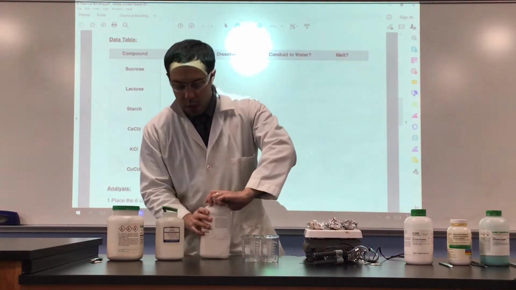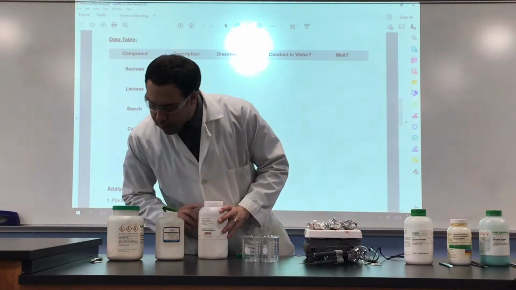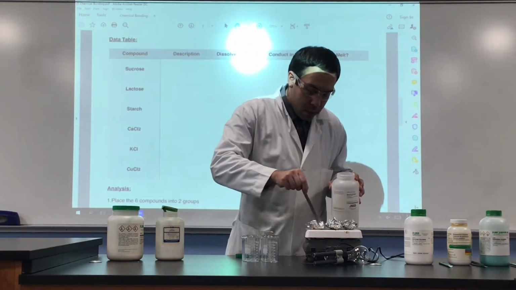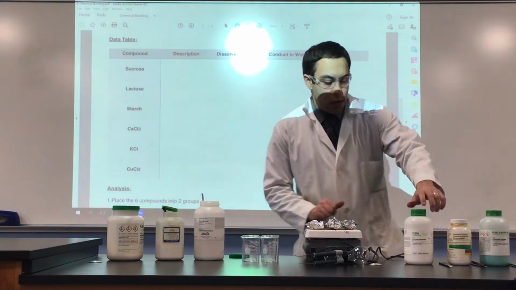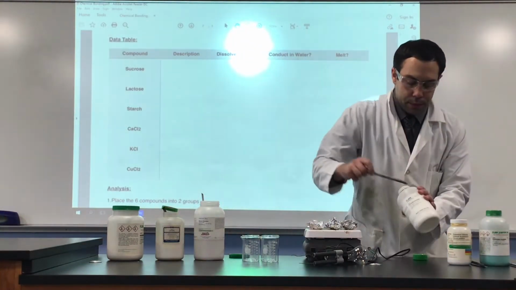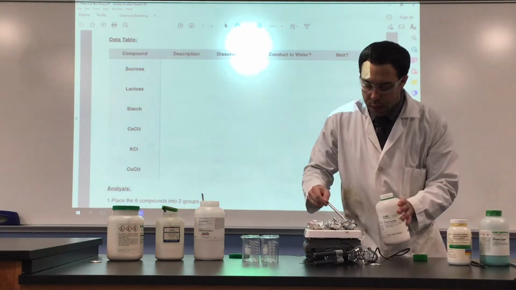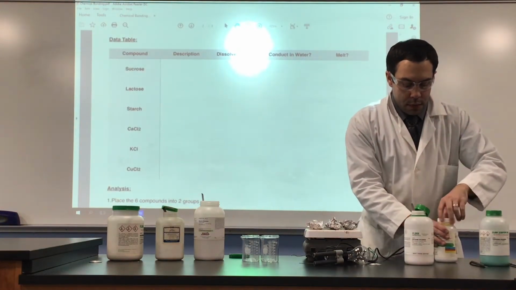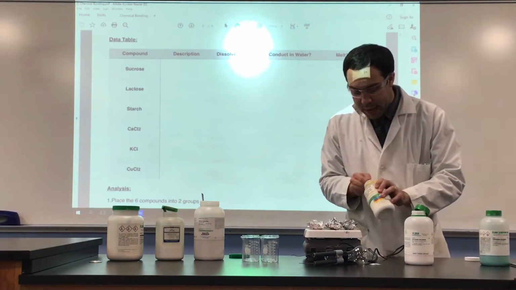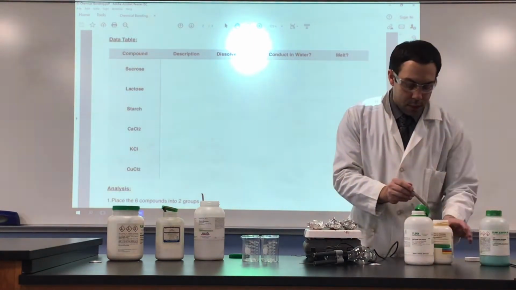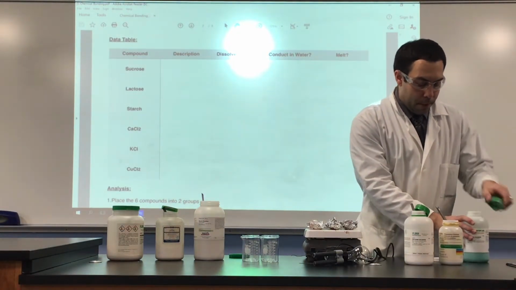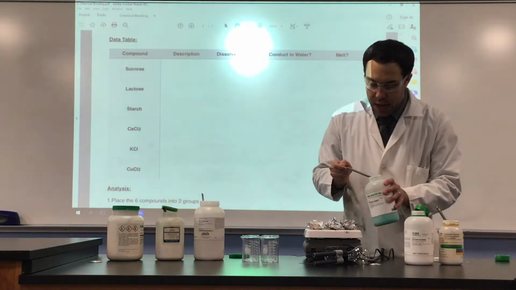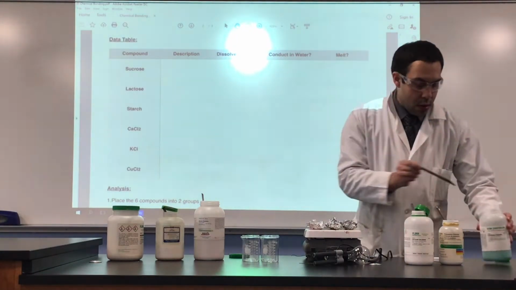And 1 scoop of soluble starch. And we'll do the same thing on the other side. 1 scoop of calcium chloride. 1 scoop of potassium chloride. And 1 scoop of copper 2 chloride.